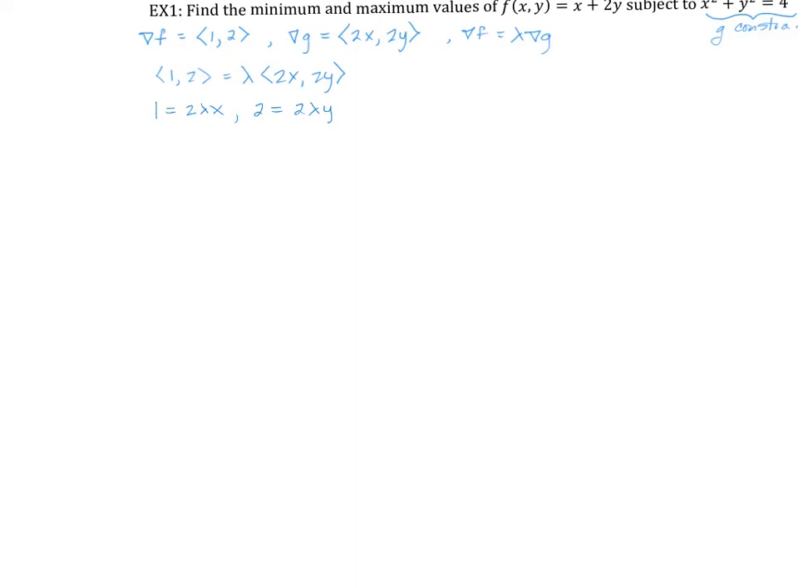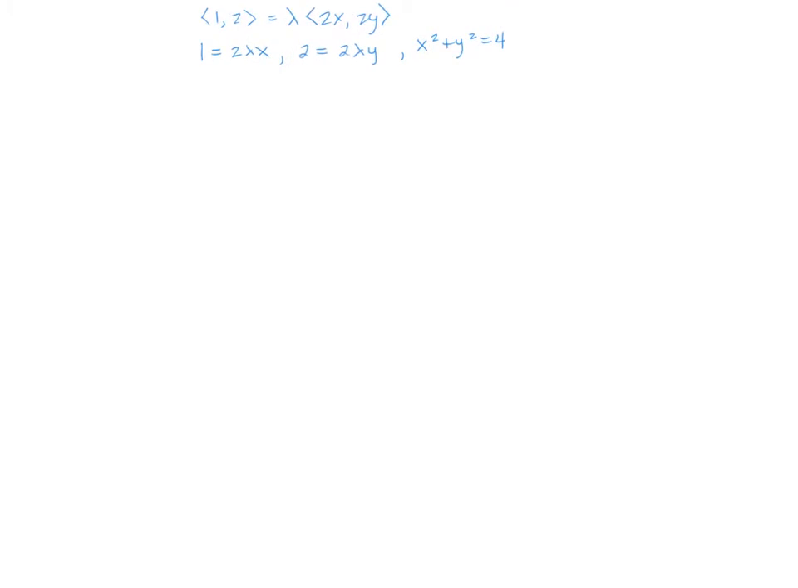Unfortunately, I have 2 equations but 3 variables, so I can't solve. But remember, the points, the x and y that we're trying to find, are on our constraint function. So I also have the equation x squared plus y squared equal to 4. And it doesn't matter if it's set equal to 0 or not. Remember, the goal here is just to solve for lambda, x, and y. Now 3 equations, 3 variables. Algebraically, I should be able to solve if there is a solution.